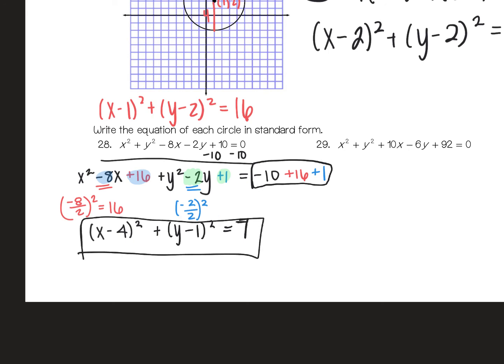I'm actually not going to do 29. If you check out the answer key, the process is the exact same, but in the end, I ended up getting a radius that was negative, which isn't possible. So I just wrote a bad question. Sorry about that.